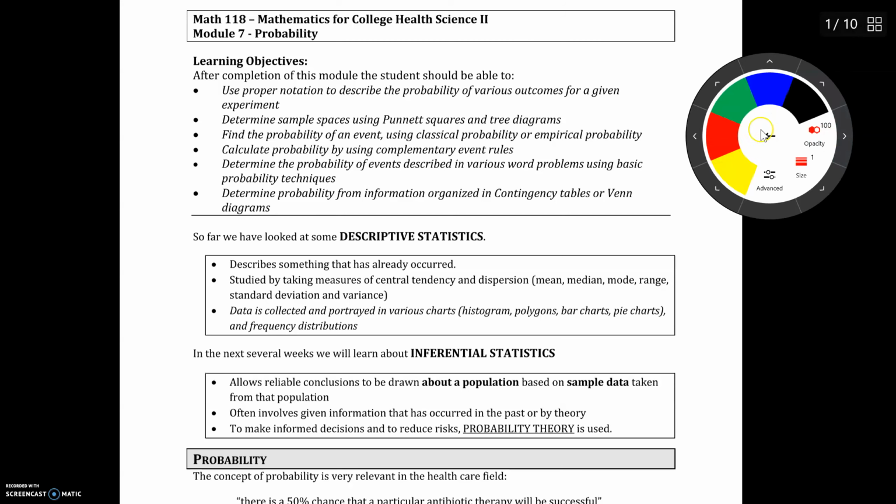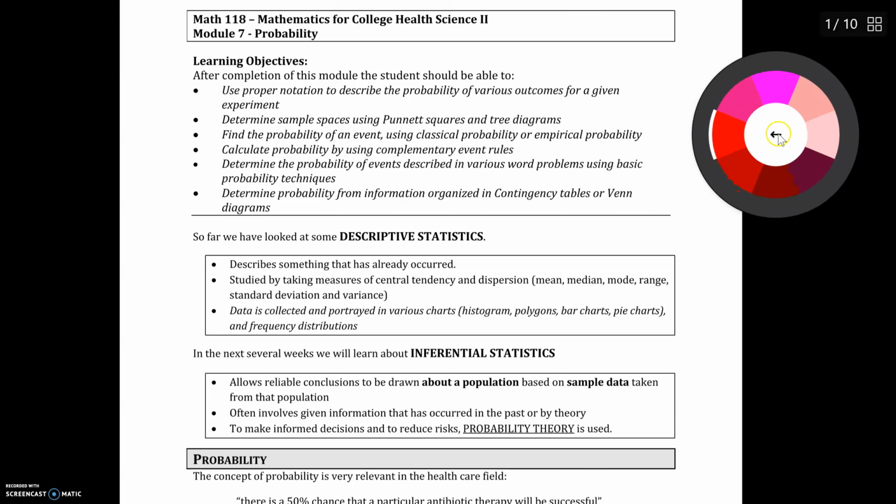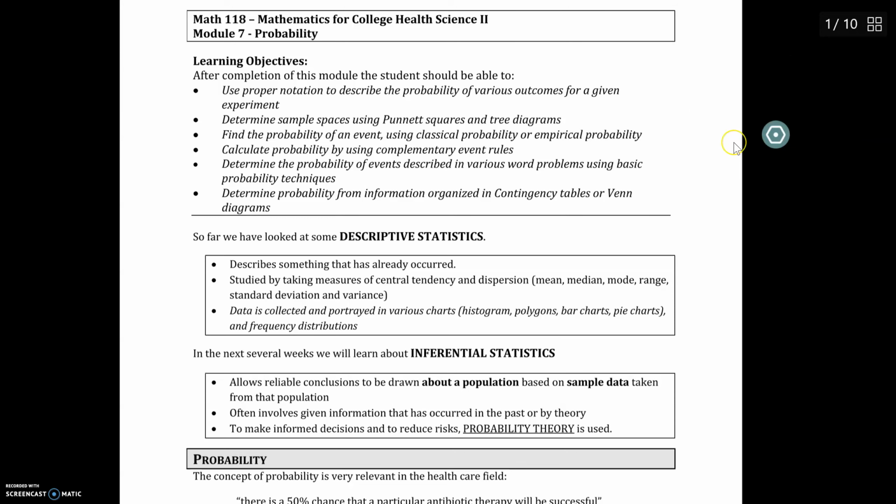Hi everyone, welcome to the first video lesson for Math 118, continuation and alternate format. It's on probability. It's an introduction to our last unit on probability calculation. So what we're going to learn today are a lot of fundamental parts of probability.